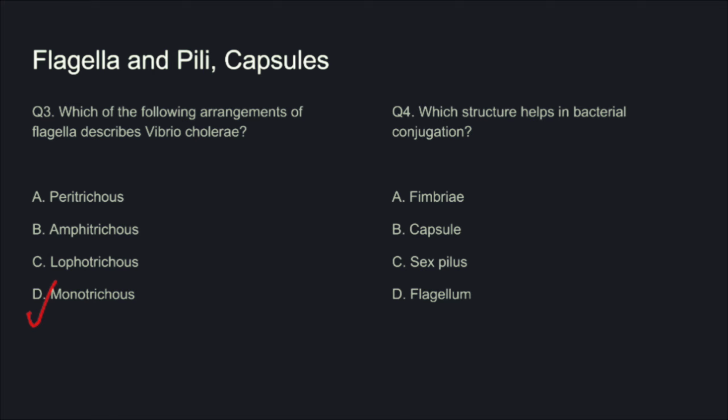Question 4. Which structure helps in bacterial conjugation? Options are A. Fimbriae, B. Capsule, C. Sex pilus, D. Flagellum. The correct answer for this question is option C. Sex pilus.